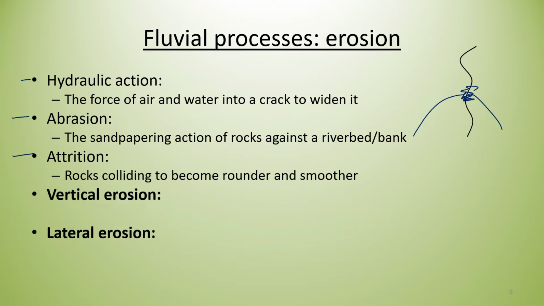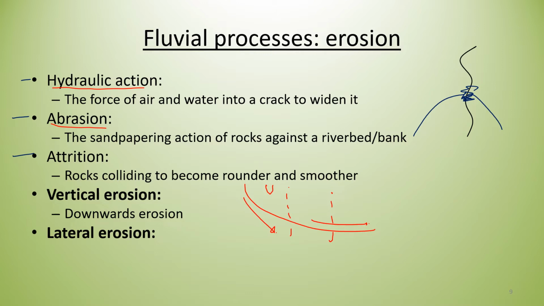I've also added in for rivers here vertical erosion and lateral erosion. Vertical erosion is downwards erosion. So if you go back to that long profile, you can see there that in the upper course, the river profile is very, very steep, and that is going to experience downwards erosion. That is hydraulic action and abrasion happening in a downwards motion, whereas in the middle and lower course, it is going to be happening laterally, which is why we get those meanders and oxbow lakes in the middle and lower course.